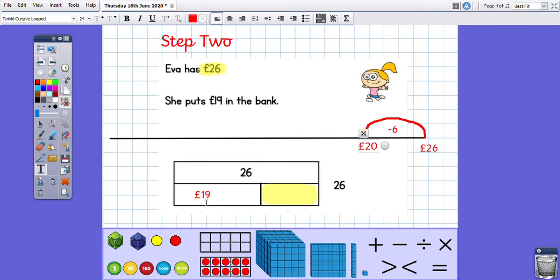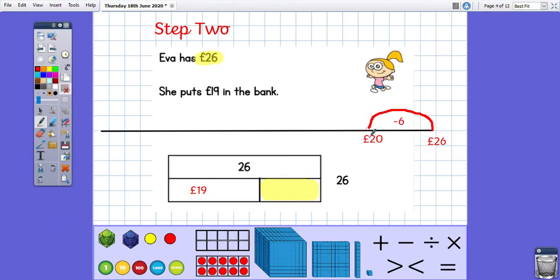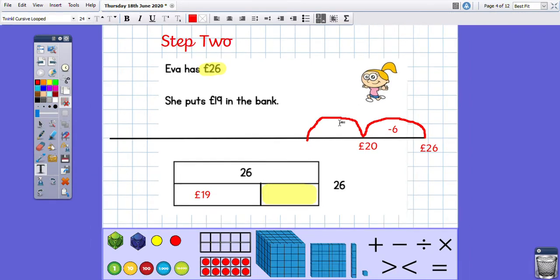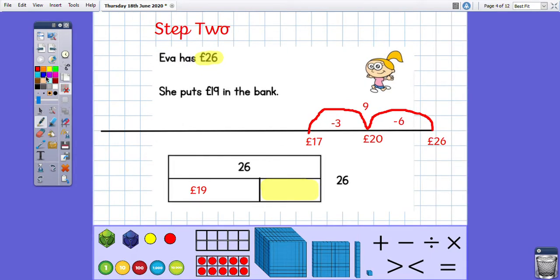Now I still haven't quite got to 9, but I know that 6 to 9 is 3, so I'm going to take away another 3. So let's take away 3, because these two here make 9, which is exactly what we want. 20 take away 3 is 17, and I'm going to keep it in pounds to help us. And then all I need to do, because I've taken away my 9 now, all I need to do is take away the 10, and we can do that really easily.